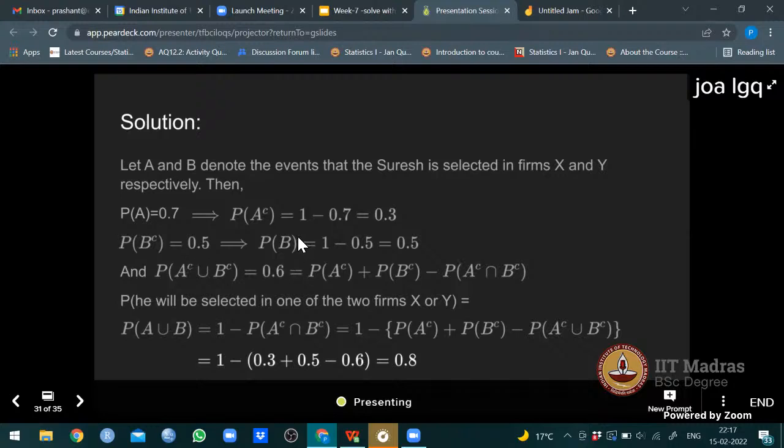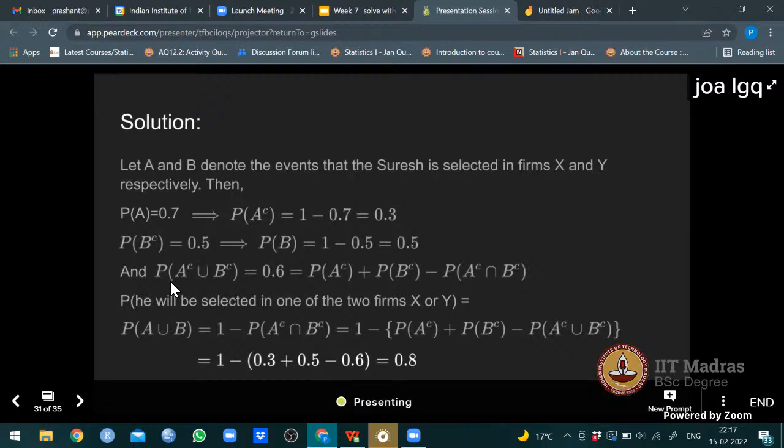Okay, it's clear. Then what will be your probability of B? 1 minus probability of B complement, that is probability 0.5. See in the question, the first case is already given as selected, 0.7. So why do we need a complement? Only in the B case we need a complement because they have given the rejected. No. See, you need the complement because if you see the further solution, you need it.